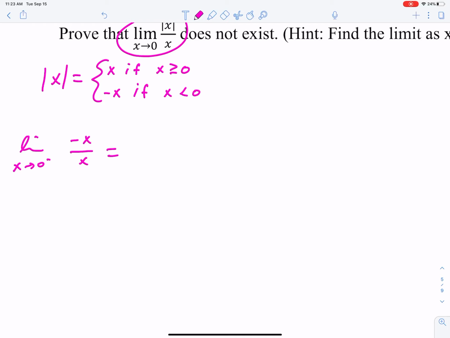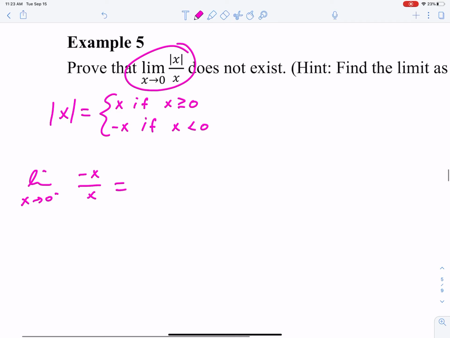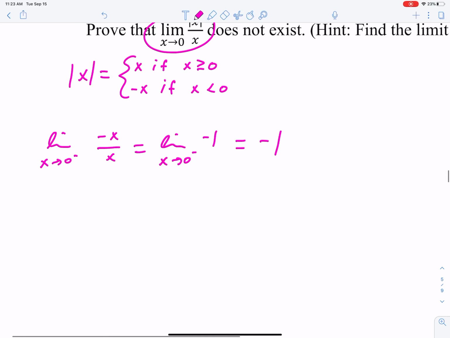So we ask ourselves the two questions. Is this polynomial or rational? Well, it's rational, but what's the problem here? 0 is not in the domain, right? If we plug in a 0, we get a 0 in the denominator. That's undefined. So we cannot just plug in. We use the other rule we just learned, simplify. Negative x over x is the limit as x approaches 0 from the left of the constant function negative 1. We know that rule. That means the limit is negative 1. All right, so that's the limit as x approaches 0 from the left.